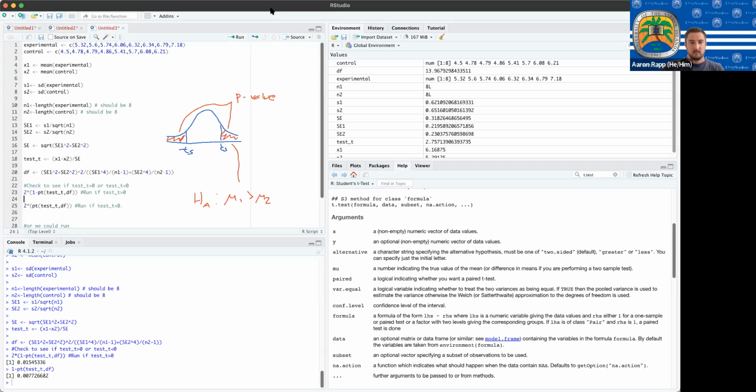So we get our test statistic, let me write it down from R. The test statistic was 2.57571, and degrees of freedom was 13.9679. So we're going to go back to the PDF.